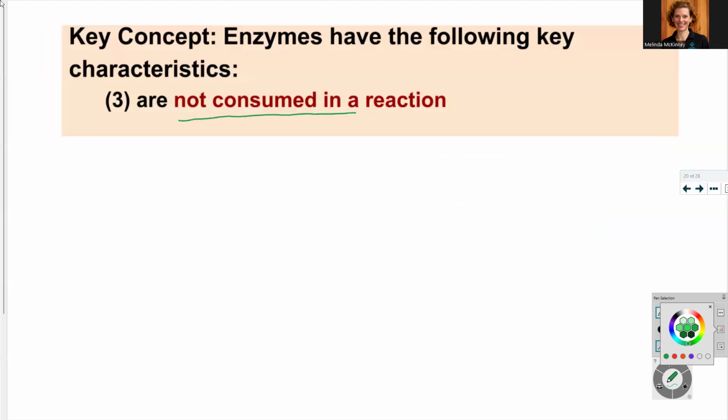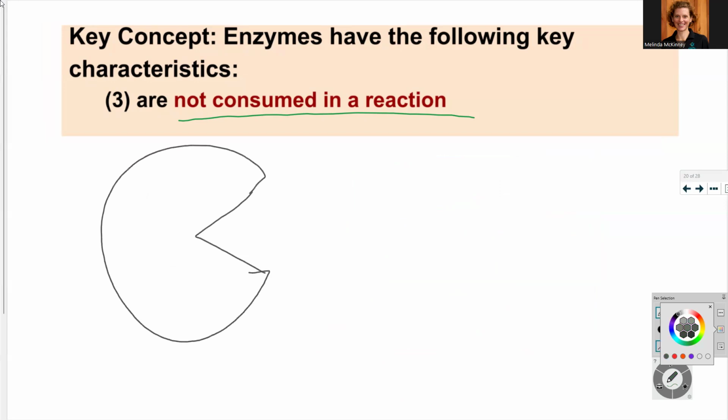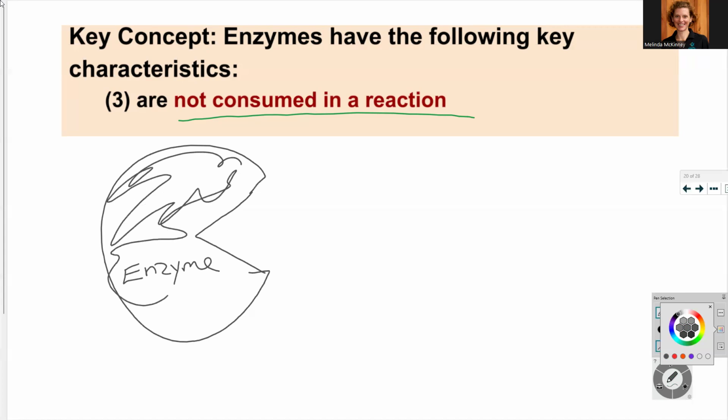Enzymes are not consumed in a reaction, right? So the enzyme is going to be used again and again and again. Instead of drawing that crazy shape of the enzyme, I'm going to start using this Pac-Man shape. It's simpler. But here's my enzyme. It's just easier to draw. You know that this is all crazy in here. This is a very complicated molecule, but I'm just simplifying it, this Pac-Man shape.